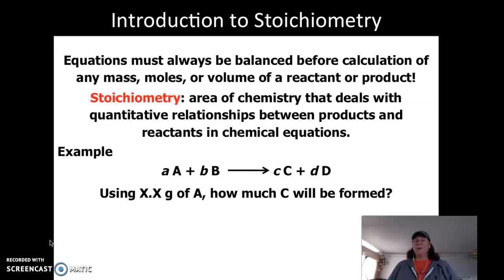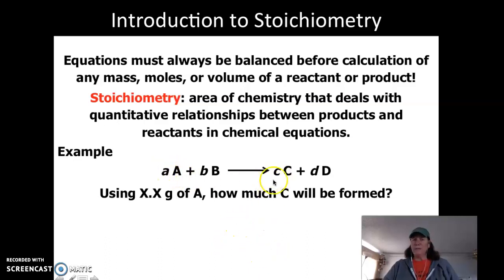Okay. So if I have a balanced equation, where A, B, C, and D are my coefficients, and I have so many grams of A and I want to know how many grams of C I'm going to form, what I'll do is I'll have A here, I'll put A on the bottom and C on top.